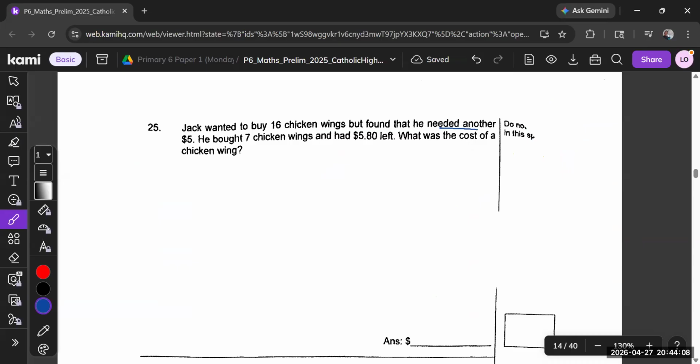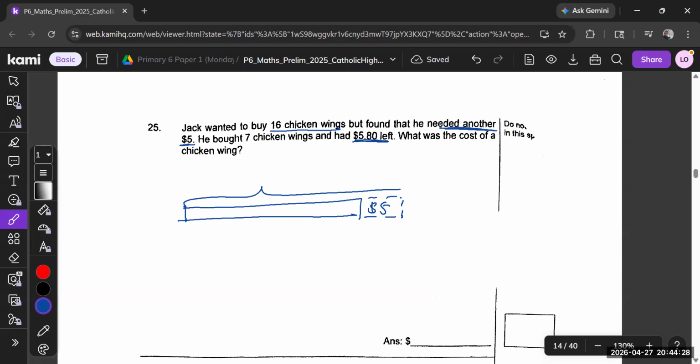Do you see the words "needed another $5"? And then there's some left. So this is an excess and shortage problem. What do we do? Draw the excess and shortage model. This is the money that Jack has. He wanted to buy 16 chicken wings, but he doesn't have enough. He needed another $5. This is the shortage. With the $5, he can buy 16 chicken wings.